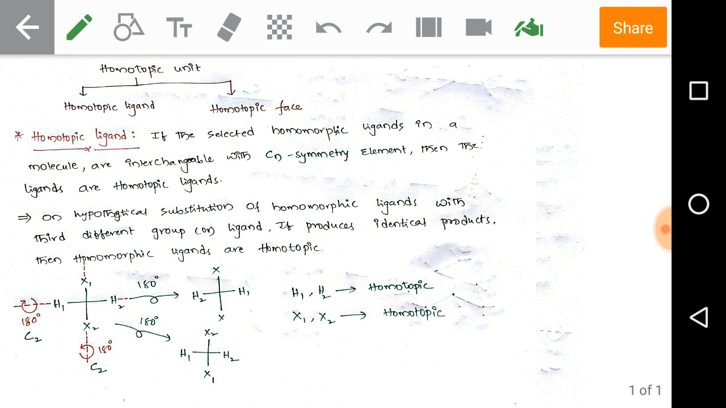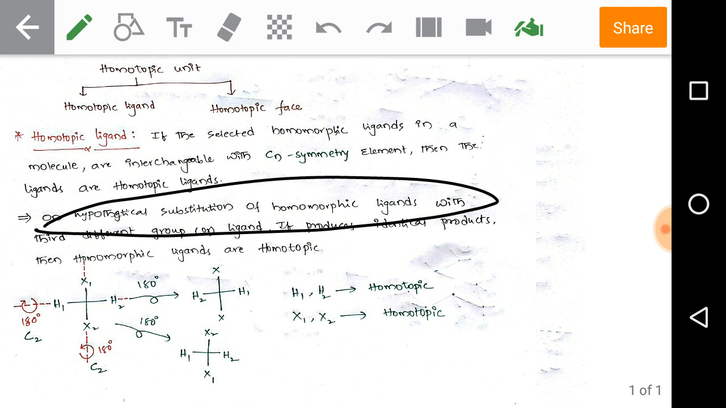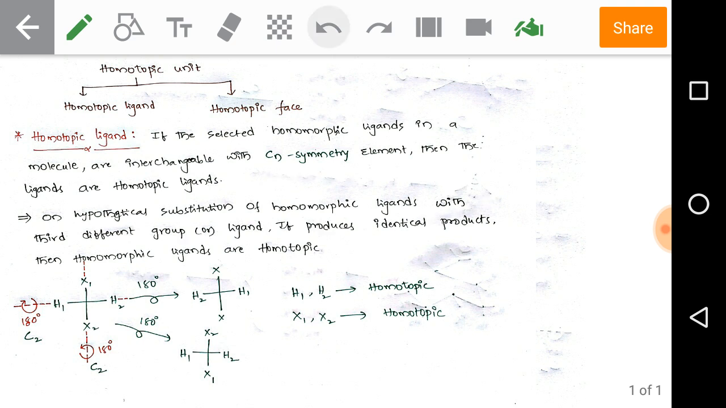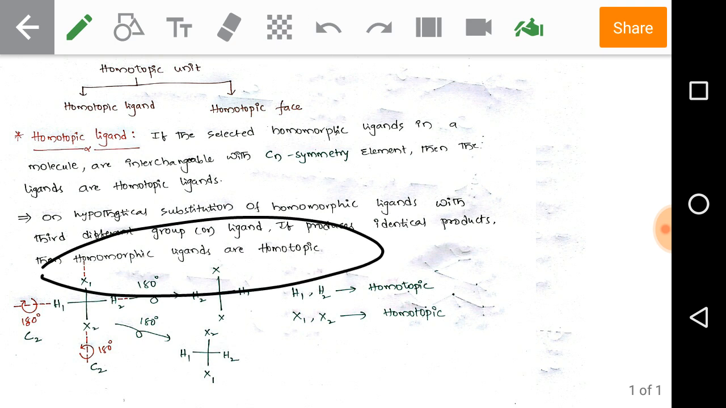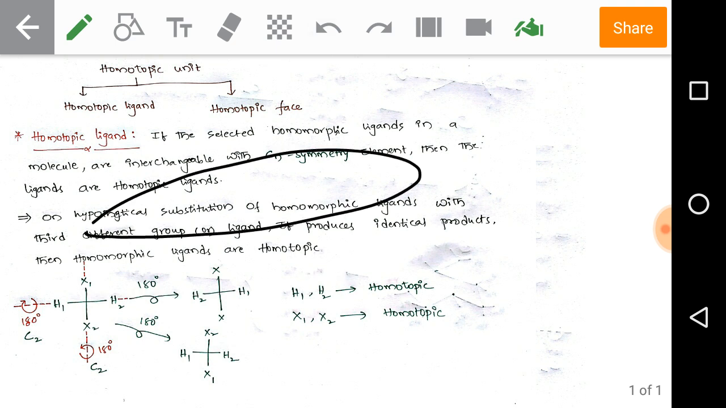And on hypothetical substitution of homomorphic ligands with a third different group or ligand, if it produces identical products, then the homomorphic ligands are considered as homotopic ligands. So what we said is, on hypothetical substitution of homomorphic ligands with a third different group or ligand, if that operation produces an identical product, then those homomorphic ligands are considered as homotopic ligands.